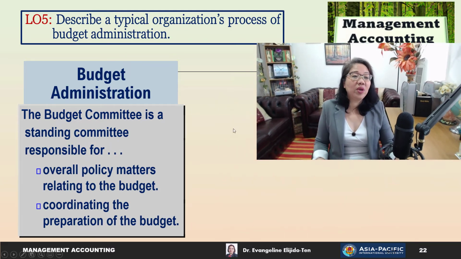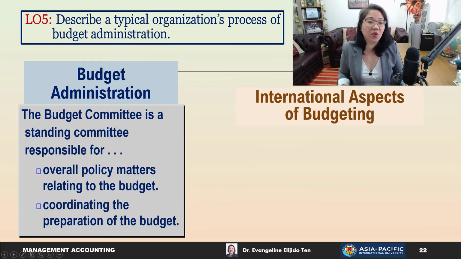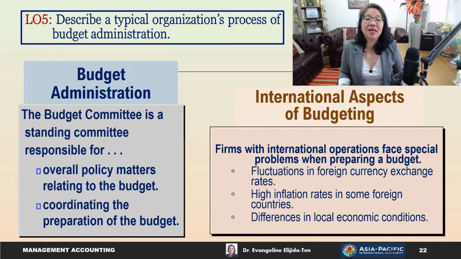Now, firms with international operations face a variety of additional challenges in preparing their budgets. First, a multinational firm's budget must reflect the translation of foreign currencies into US dollars, for example. Since almost all the world's currencies fluctuate in their values relative to the dollar, this makes budgeting for those translations difficult.